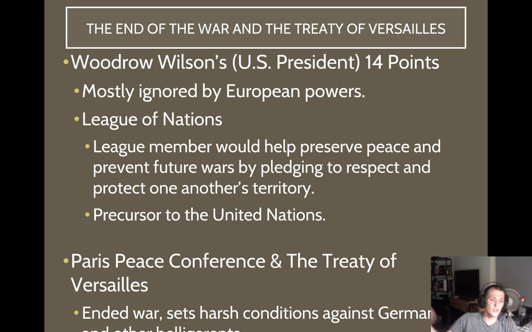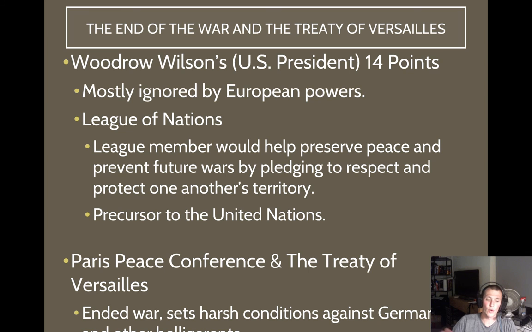So Woodrow Wilson is the president of America at the time, and you're going to get his 14 points. Europe is going to mostly ignore this, but they are going to pull a couple things out of it, in particular the idea of the League of Nations. The idea is it would prevent future wars, and they would have peace and actual diplomacy. Then you get the Paris Peace Conference, which leads to the Treaty of Versailles.